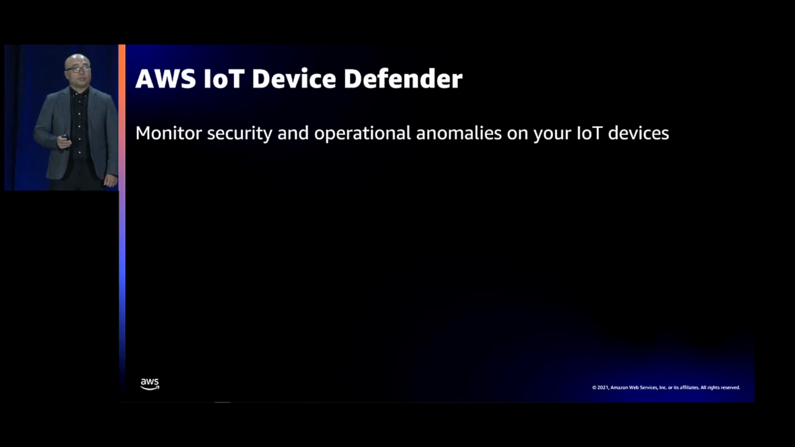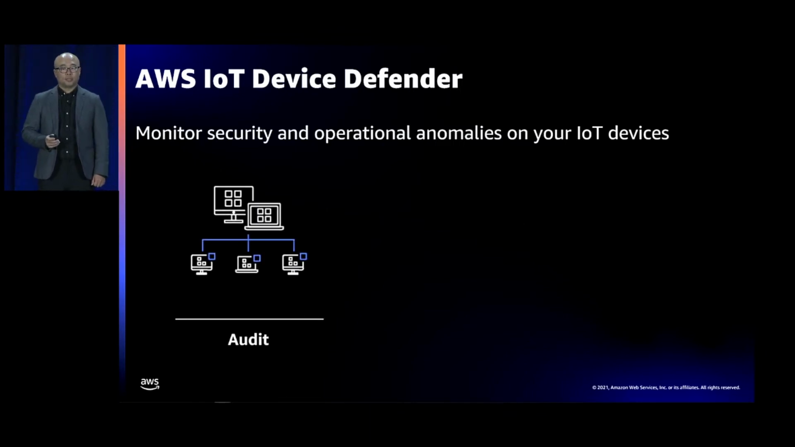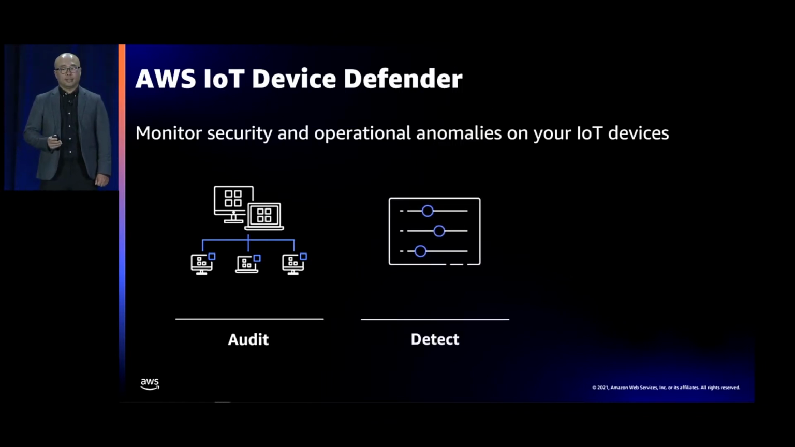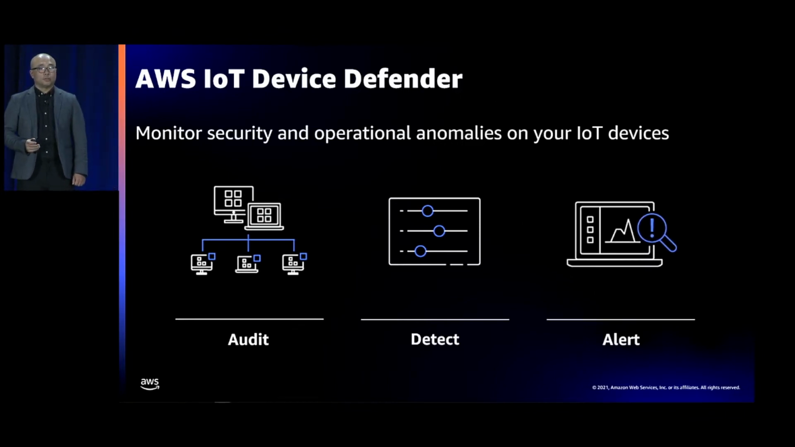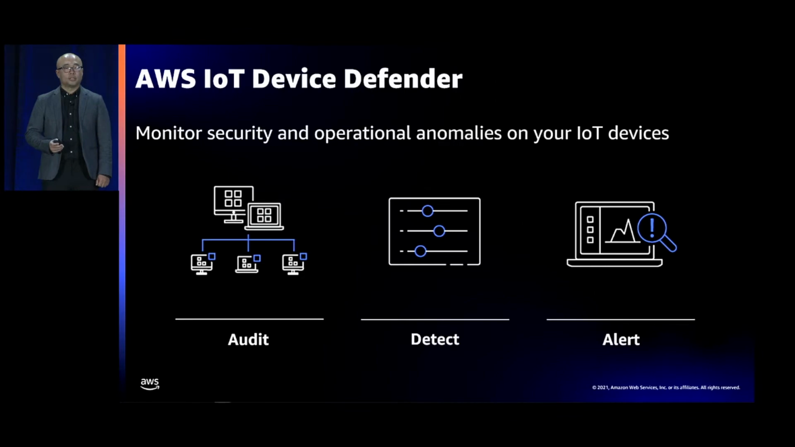AWS IoT Device Defender enables you to set up audits on your IoT resource configurations, and set up cloud-side and on-device monitoring to detect anomalies, with alerts via AWS IoT Console, Amazon Simple Notification Service, or Amazon CloudWatch.